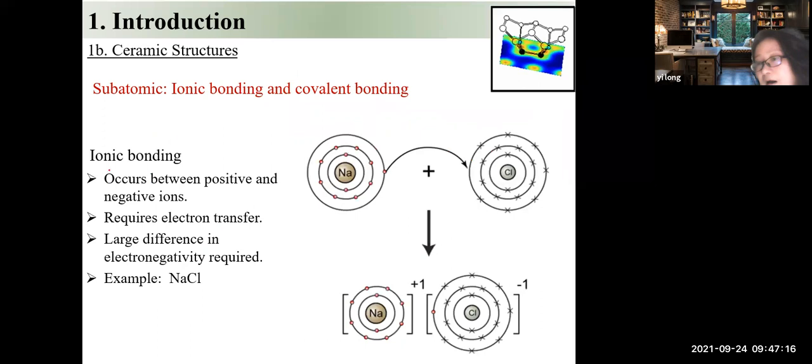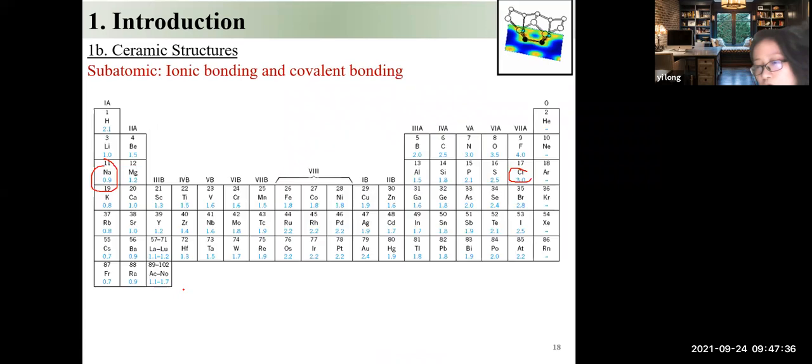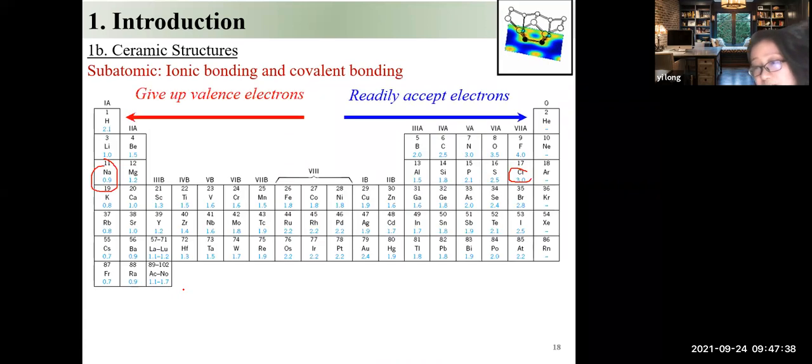So ionic bonding occurs between the positive and negative ions. In this case, you transfer, give it to the other. We know there is a large difference in electronegativity. For example, sodium chloride is our most typical example. So let's continue.